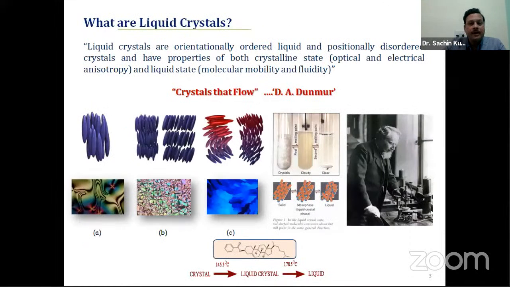When we are listening about the chemistry of aryl hydrazone-based liquid crystals, or the chemistry of liquid crystal materials, one question should come to our mind: what are liquid crystals? Liquid crystal is actually not a very uncommon term. It is a very common term now, and we all know about LCD screens, liquid crystal display screens.